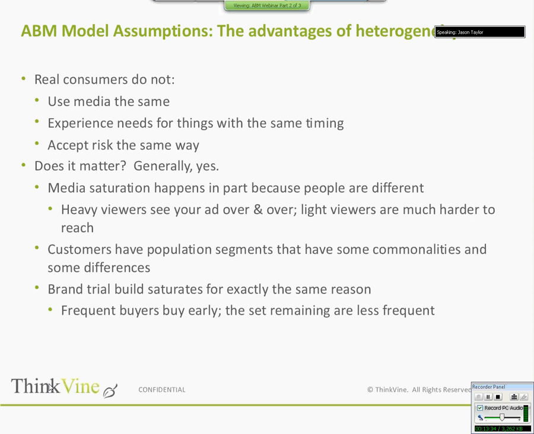Customers have population segments that have commonalities and some differences. And brand trial builds saturate for the same reason. Frequent buyers buy early, and the rest buy less frequently. And that's why you see those aggregate build curves that come out of looking at panels and sales data.